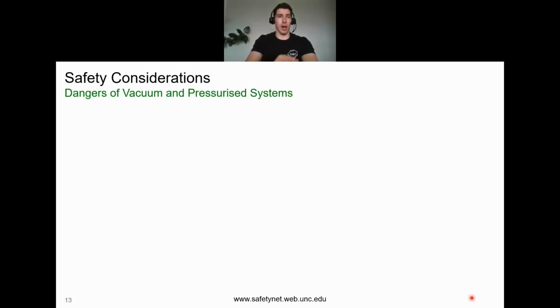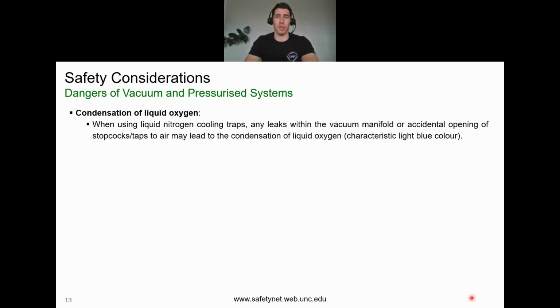Now, it's very important that we talk about the safety considerations and the dangers when we're working with both vacuum and pressurized inert gas systems. The main one when we're working with Schlenk lines is the condensation of liquid oxygen. And this will happen, or has a risk of happening, anytime we're using liquid nitrogen cooling traps. And if there's a leak or if we accidentally open a tap to vacuum, which is open to air, then we can get liquid oxygen condensation, which is characterized by a light blue color.